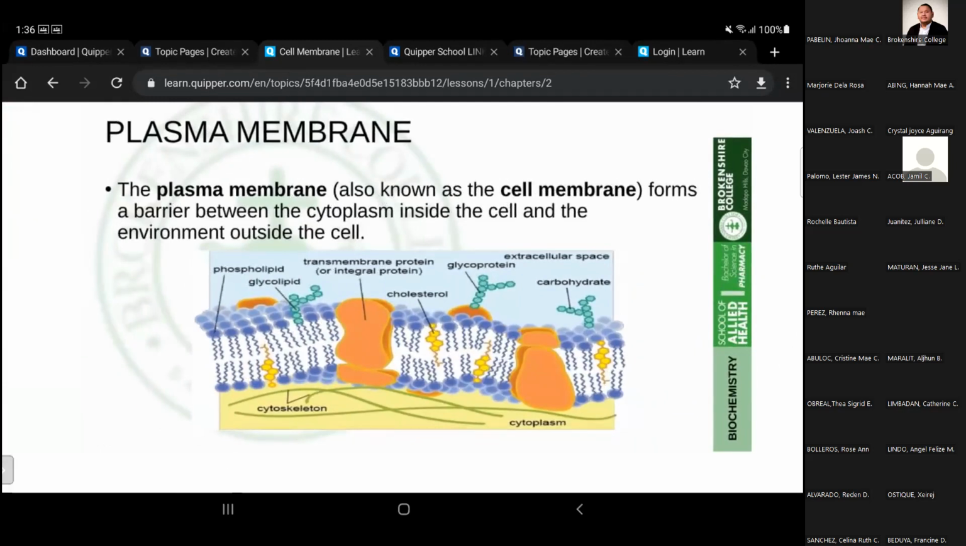And by this structure, we can say that our plasma membrane is a selectively permeable membrane. Because of these structures, especially the presence of our phospholipids, and at the same time the cholesterol or fatty acid composition of the plasma membrane.